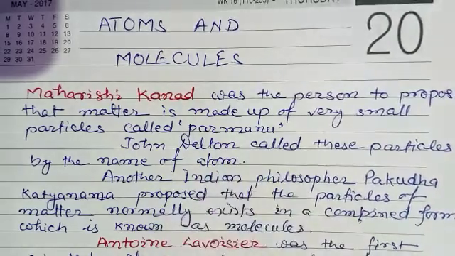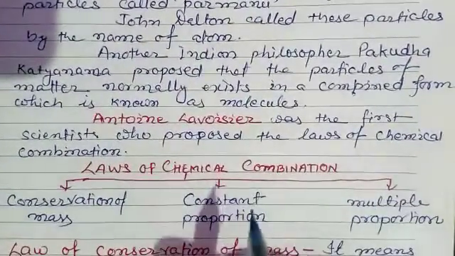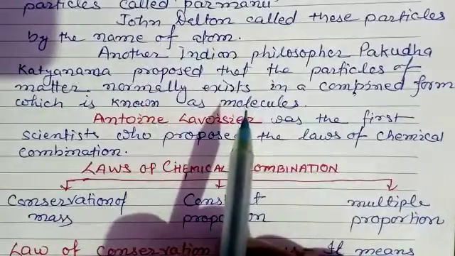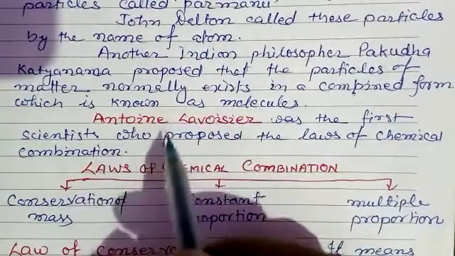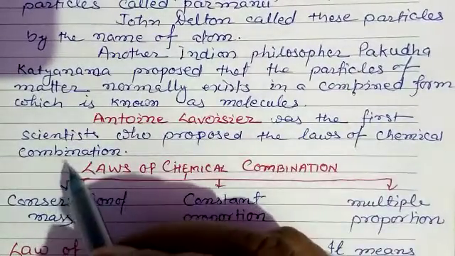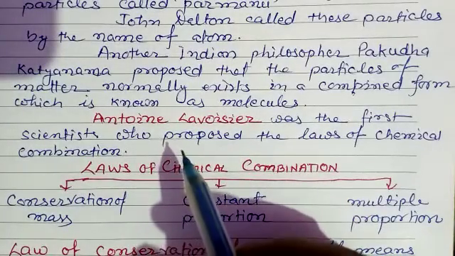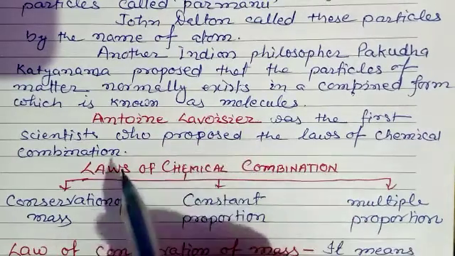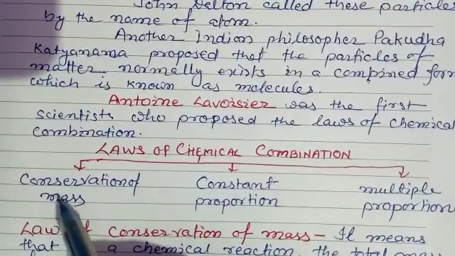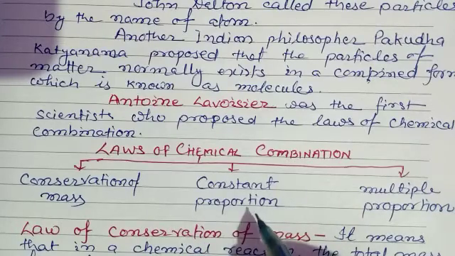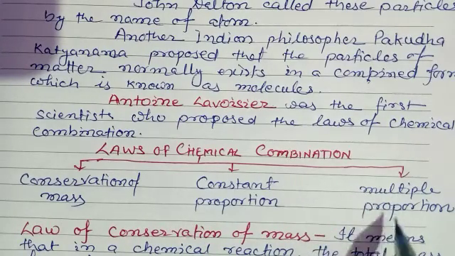But by the end of the 18th century, scientists recognized the difference between elements and compounds, and Antoine Lavoisier, students, was the first scientist who proposed the laws of chemical combination. With the help of these laws, the phenomenon of combination of substances can be understood, students. These laws of chemical combination are of three types: the law of conservation of mass, second the law of constant proportion, and lastly the law of multiple proportions, students.